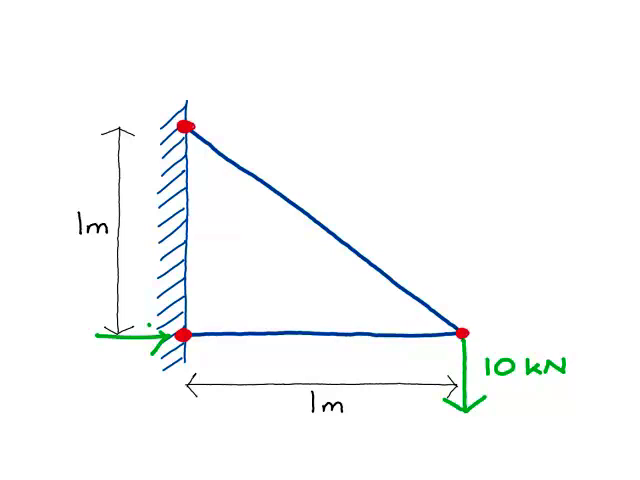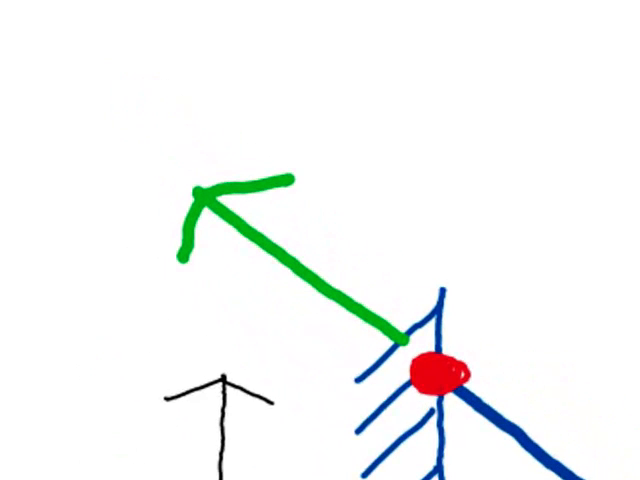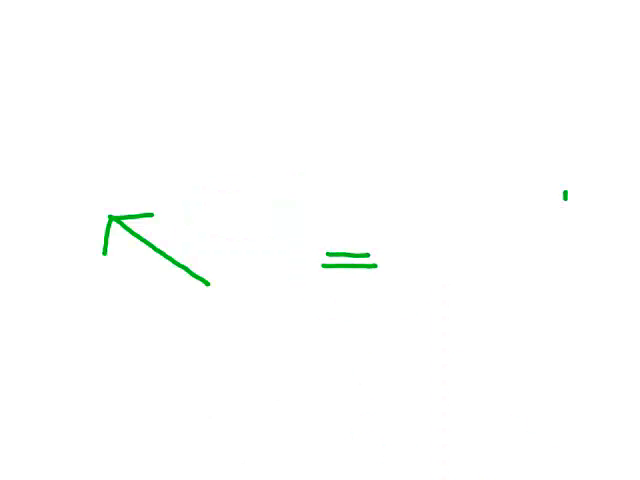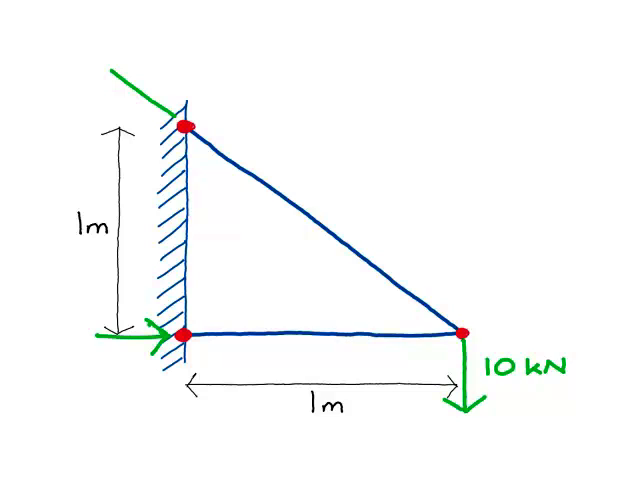Where we have a single member coming into a support, the reaction must be in the direction of the member. However, we normally draw diagonal reactions as horizontal and vertical components of force. So for this example, we have a horizontal reaction at the bottom and a horizontal and vertical reaction at the top. We can now use our equations of equilibrium to evaluate these reaction forces.